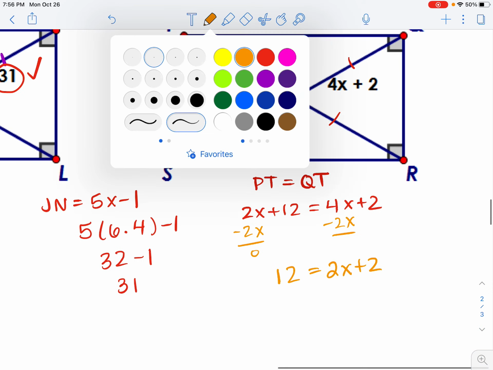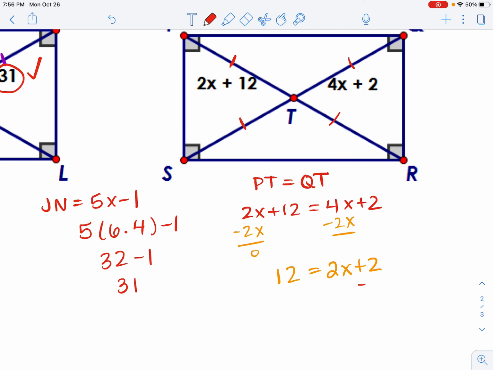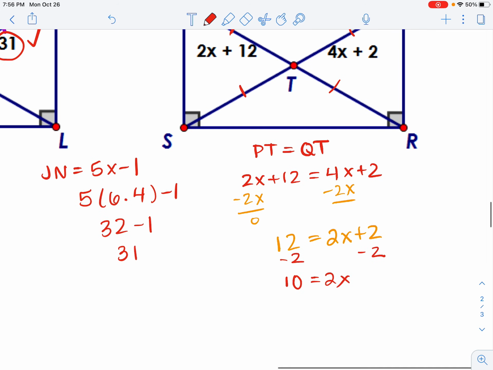The next thing I want to do is to get rid of that plus 2. Now we're solving for x. We're trying to get it by itself. And so I start to do order of operations in reverse. So I'm going to subtract 2 over first. I get 10 equals 2x. And then I'm going to divide both sides by 2. I get 5 equals x.